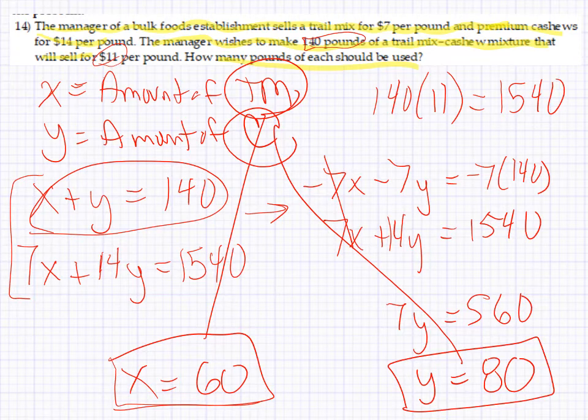Trail mix, 160 pounds, and cashews is going to be 180 pounds.